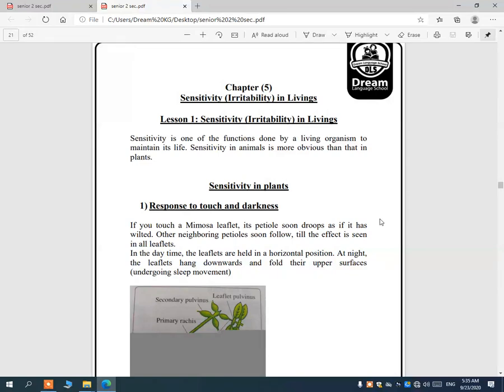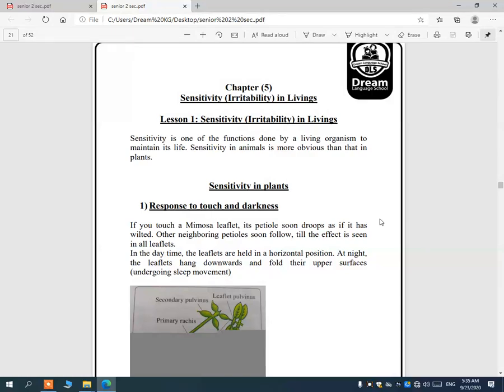Lesson 1: sensitivity and living organisms. Sensitivity is one of the functions done by a living organism. It means how the living organism responds to the surrounding environment. It's very important to maintain its life. Sensitivity in animals is more obvious than that in plants.